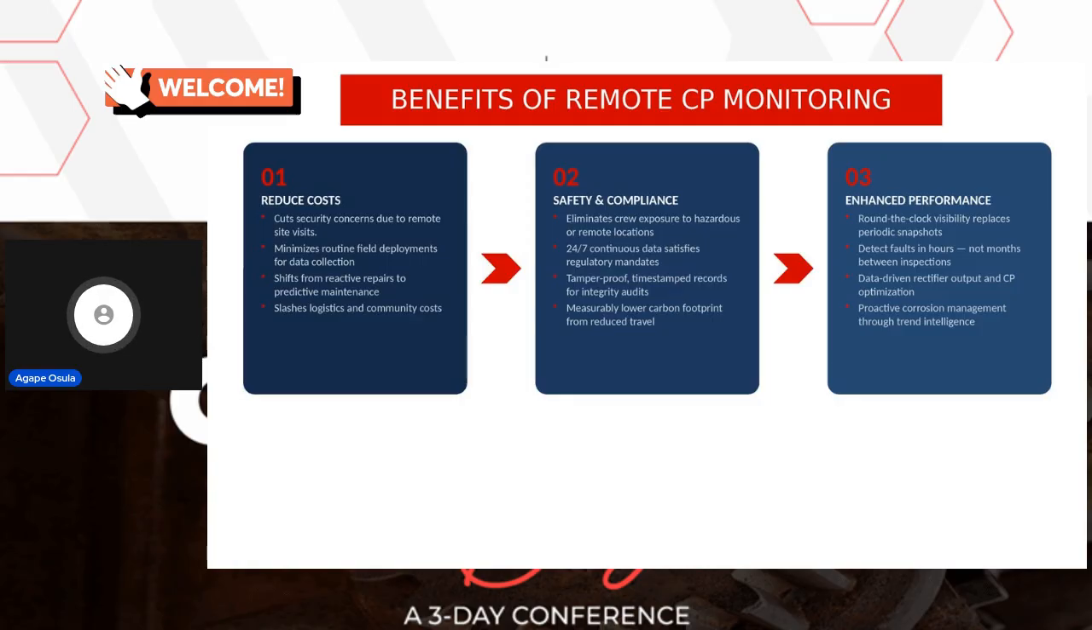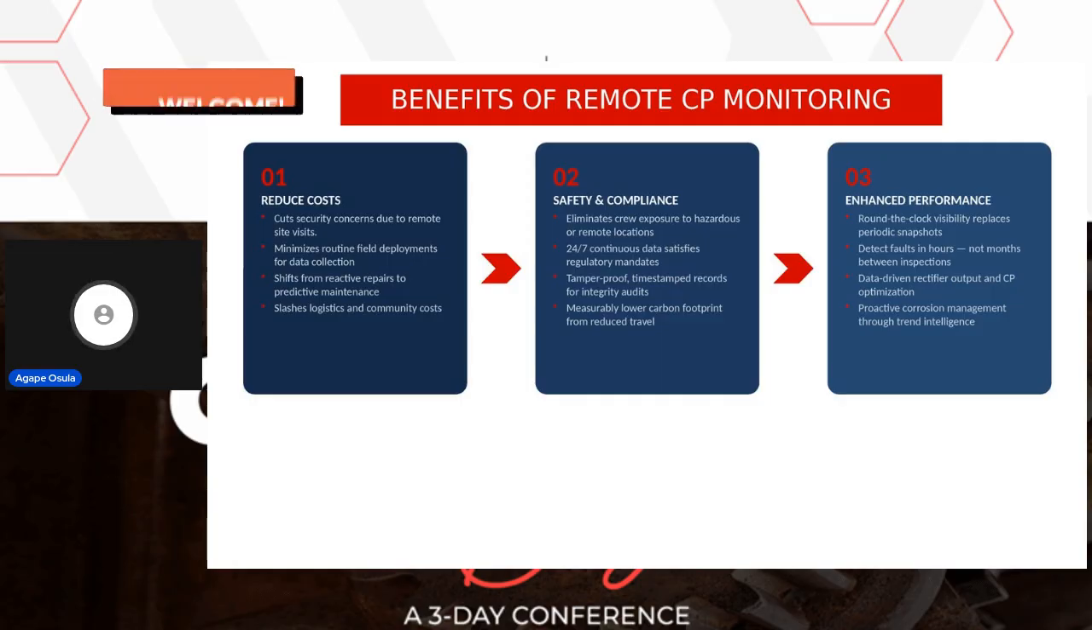Okay, so of course, enhanced performance, round-the-clock visibility, you know what's happening. You can detect in hours, not months or years between inspections. You have data-driven rectifier outputs, and you can do CP optimization.